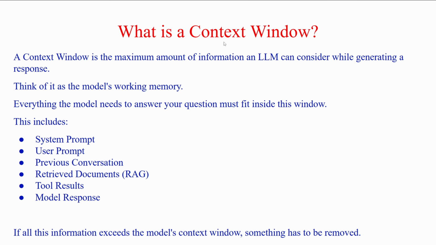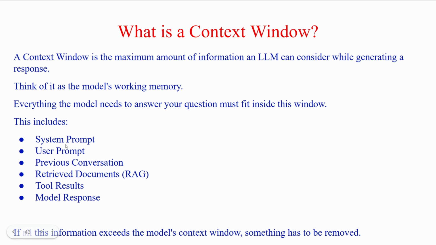So just to quickly summarize, what is context window? A context window is the maximum amount of information an LLM can consider while generating a response. It's basically the maximum memory it can use to generate a response for you. Think of it as the model's working memory. Everything the model needs to answer your question must fit inside this context window.